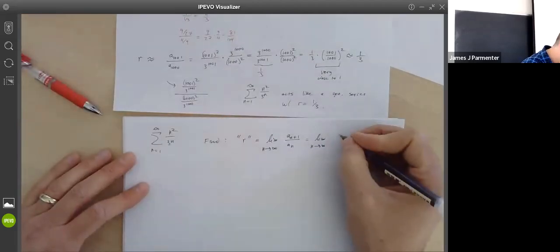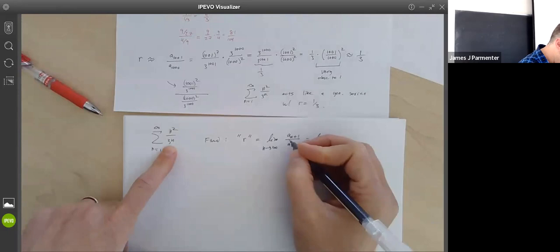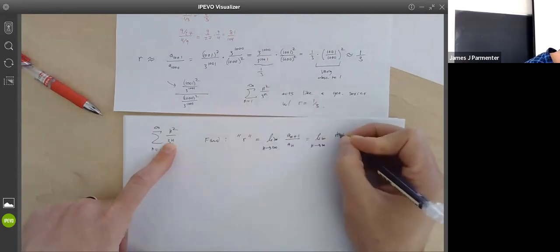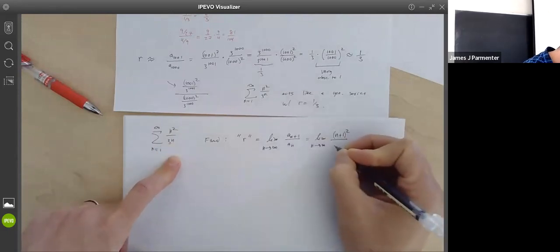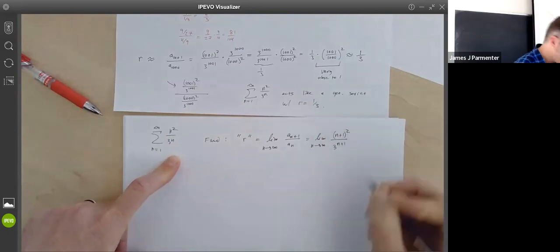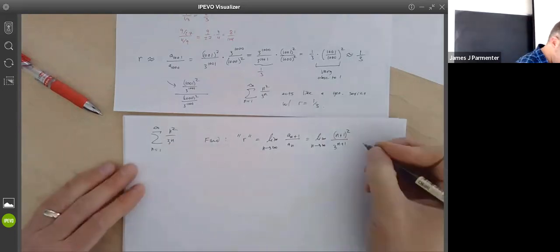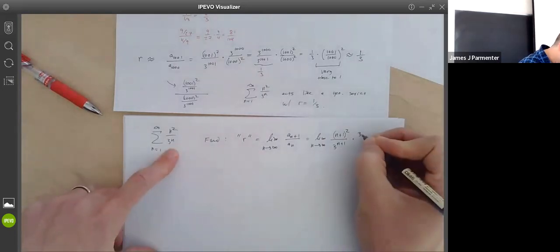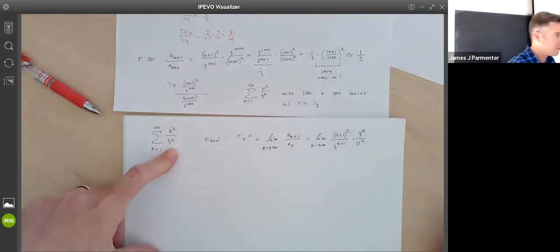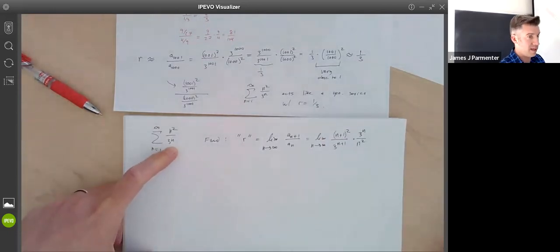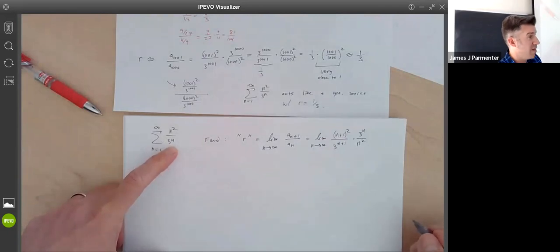So it's going to be my n+1 term, n+1 squared over 3 to the n+1. And then instead of dividing by the a sub n term, we're going to multiply by its reciprocal. So we're going to multiply by 3 to the n over n squared. It's just good practice to get used to doing that because you're going to do it a lot.